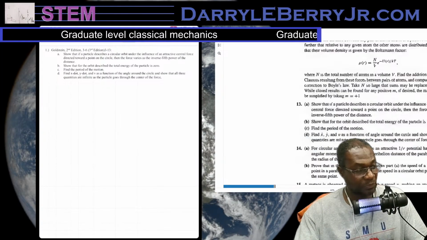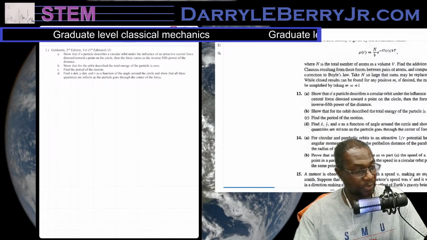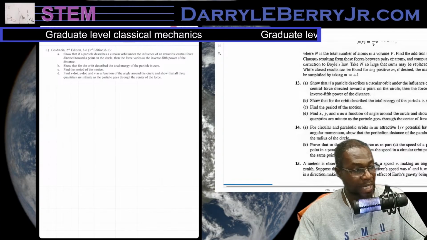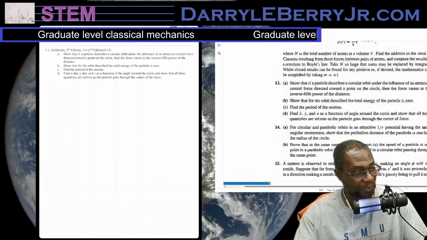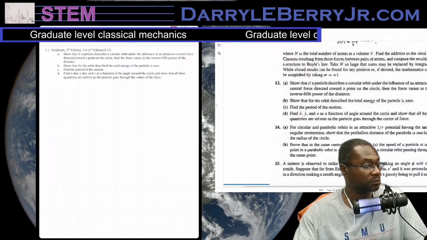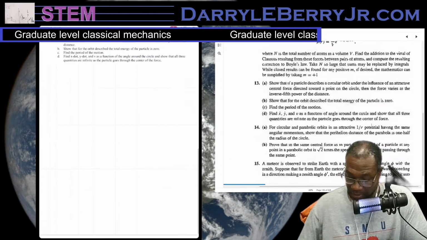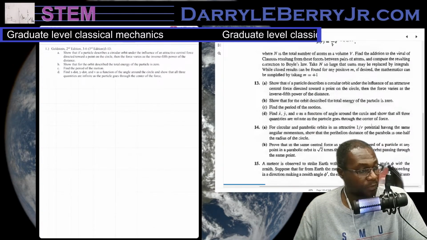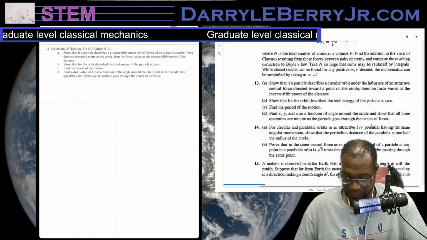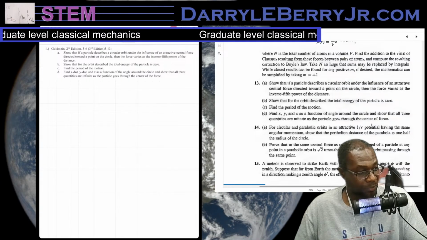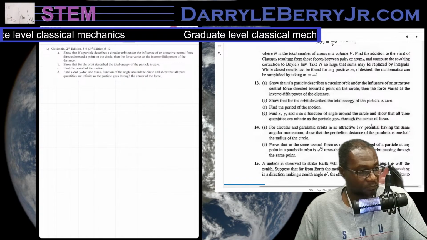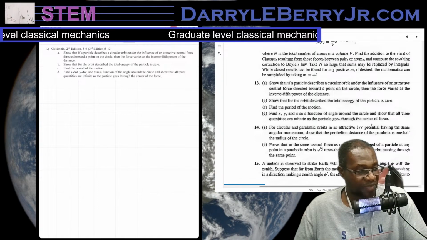So this is what we're looking at. Question 313. And right now it's not giving me a horizontal slide. There we go. So it says: show that if a particle describes a circular orbit under the influence of an attractive central force directed towards a point on the circle, then the force varies as the inverse fifth power of the distance.